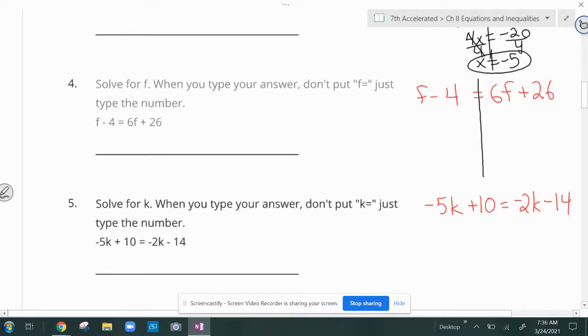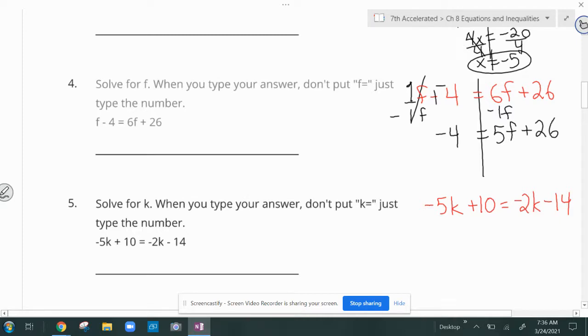All right, now this could be a little bit tricky. I use identity property to put a coefficient there. I have two variable terms, one on each side, so I want to get rid of one of those variable terms. I'm going to subtract 1f, subtract 1f. If you want to, you can use the definition of subtraction there. So you know that that's going to bring down negative 4. When I subtract, I get 5f plus 26.